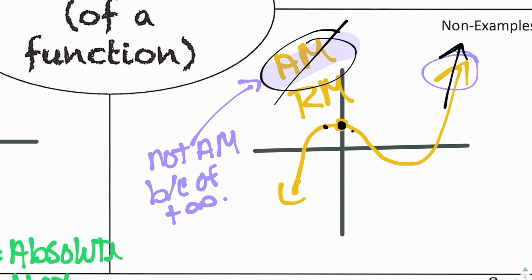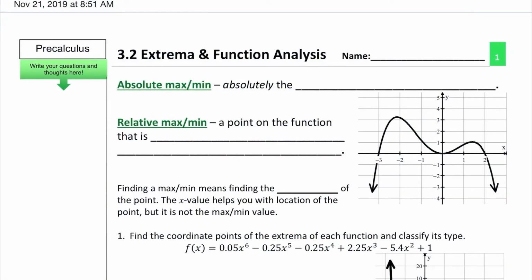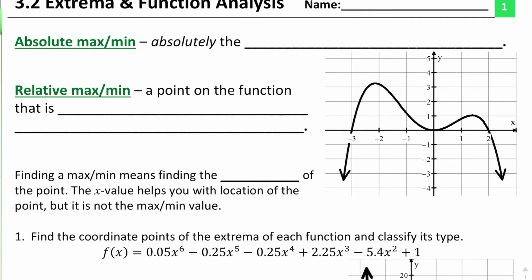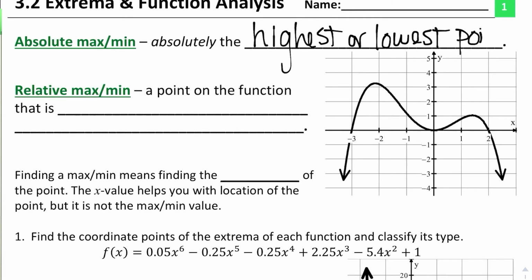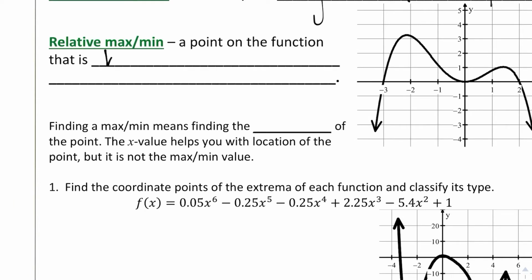All right, so that takes care of our vocabulary exploration. So now, take out the assignment that you were given, and let's take a look at just this first example here. So you can sort of fill in some of this information as we did in the vocabulary exploration. Absolute max and min is absolutely the highest or lowest point of the function. A relative max or min is a point on the function that is higher or lower than the points directly next to it.